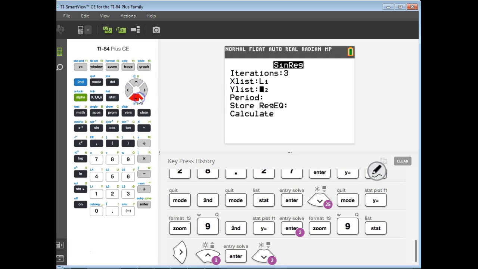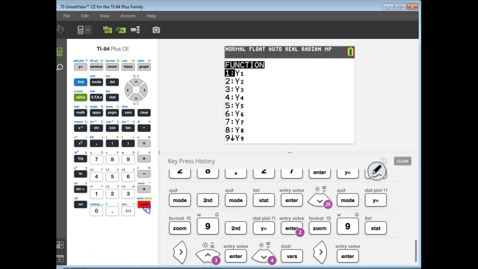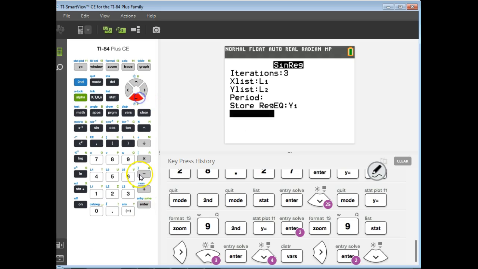Please do store this because we're going to move on and actually ask you to use the equation in a minute. And I do not want to type this out. And calculate.